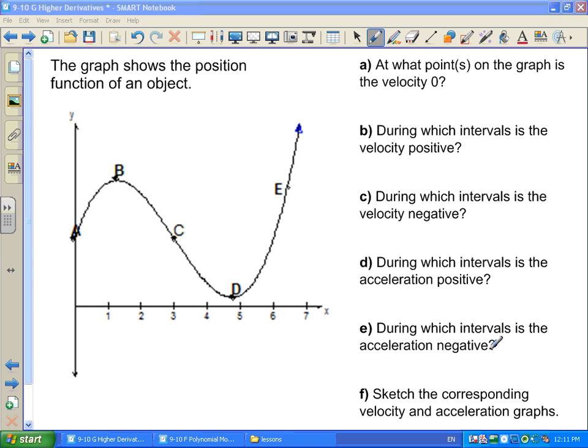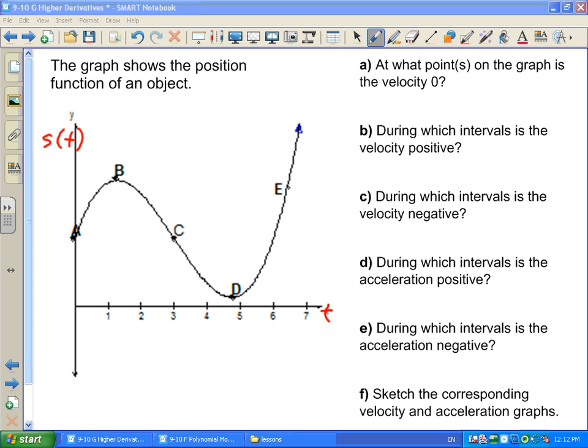So the last thing I want to do here is take a look at how you can interpret position, velocity, and acceleration graphically. Okay? What you have here is a graph that shows the position function of an object, the position as a function of time. The first 3 questions are asking us not about the position, but about the velocity. When is the velocity 0? When is the velocity positive? When is the velocity negative?